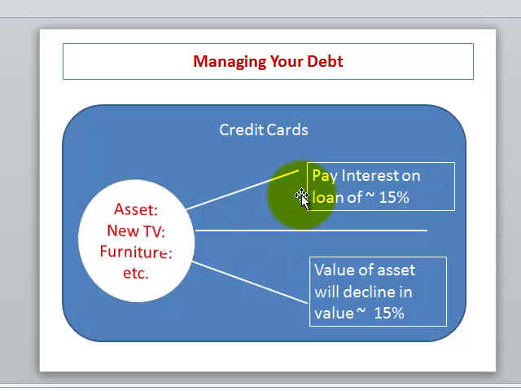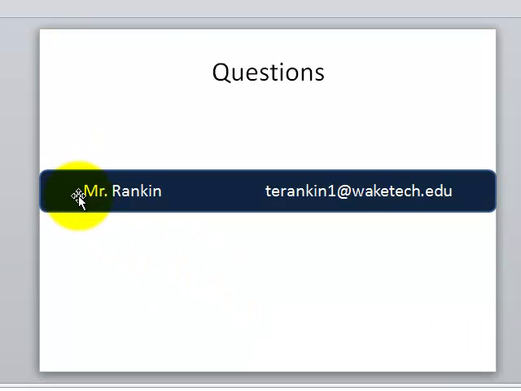So not only are you losing the 15% that you're paying in interest, but the value of the asset you bought is declining. So you really have a 30% decline in your net worth as long as you've got credit card debt. So that's why it's smart to get out of credit card debt relatively quickly.